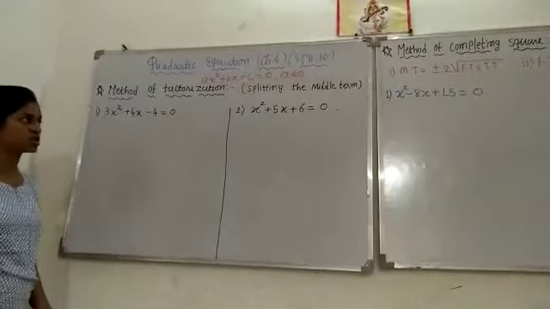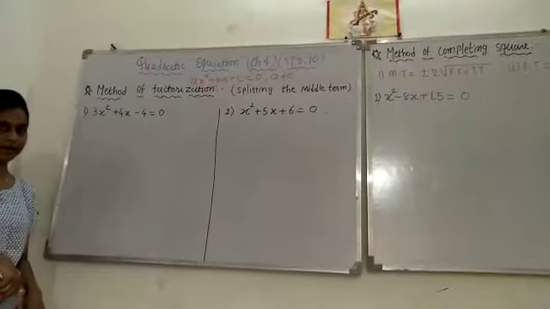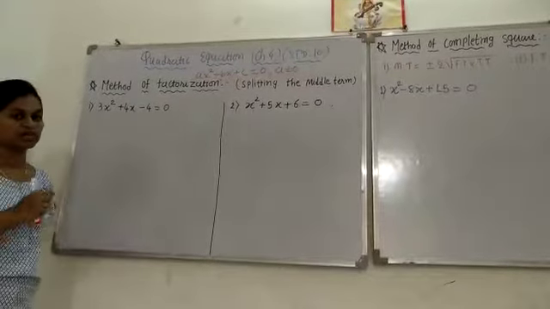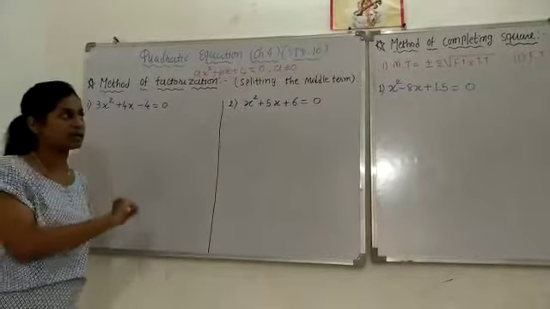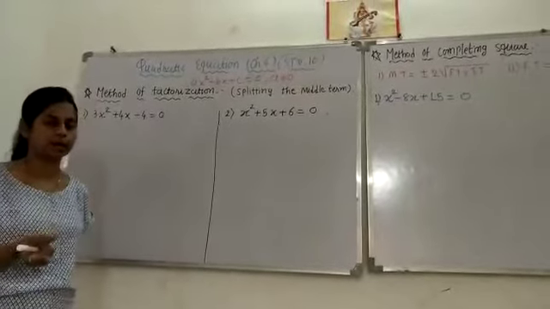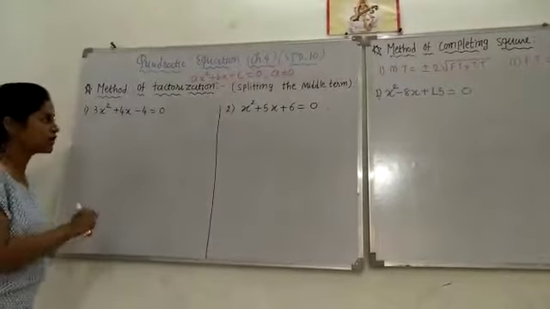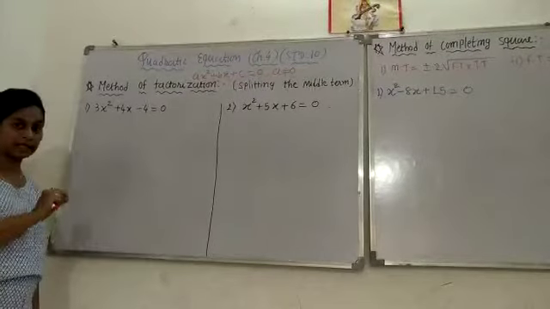First is the factorization method. Factorization we already did in standard 9 by middle term. I already made one video of splitting the middle term. Now the second method is completing the square and the third method is the formula method. First we do two examples for splitting the middle term.